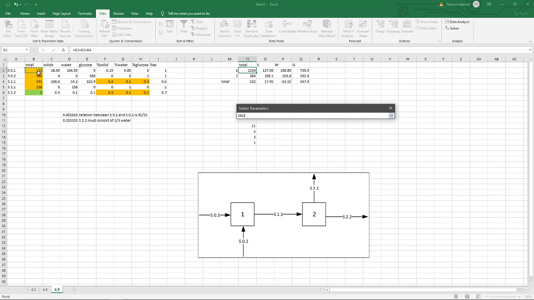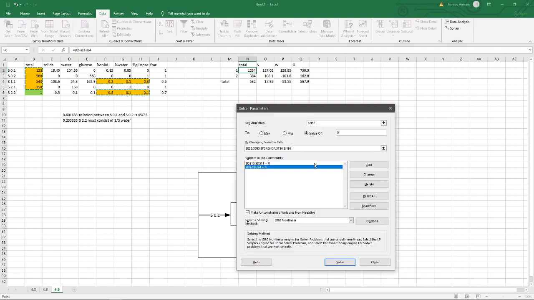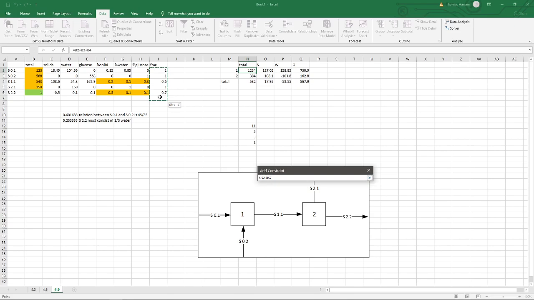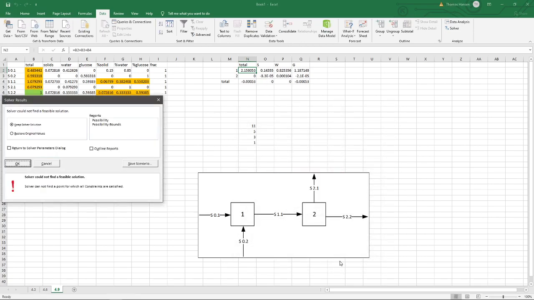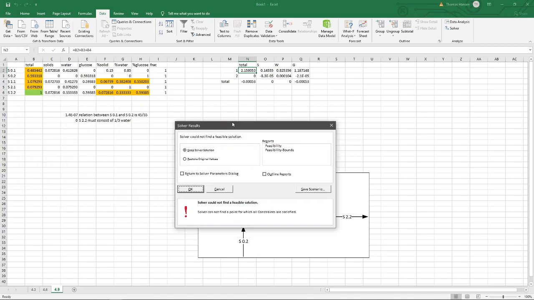There we go. These ones and these ones. And just out of habit, I want all of my fractions to be equal to 1. 0, 1, 0, 0. Fingers crossed. Boom. No, what has gone wrong?